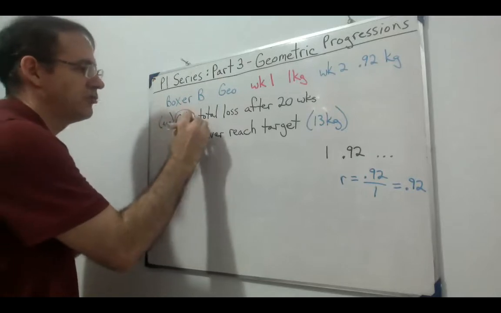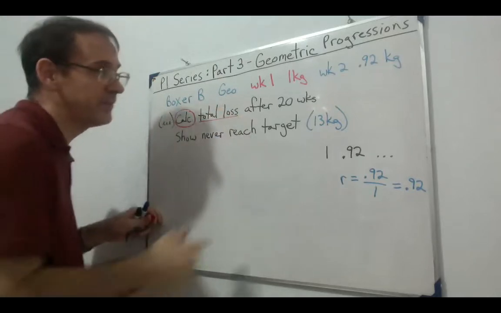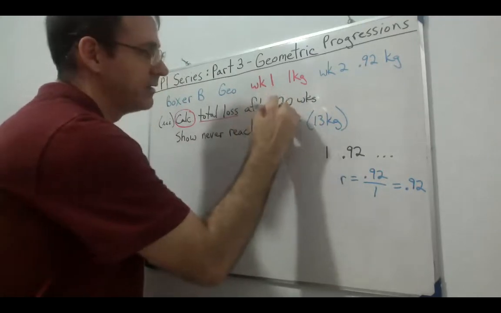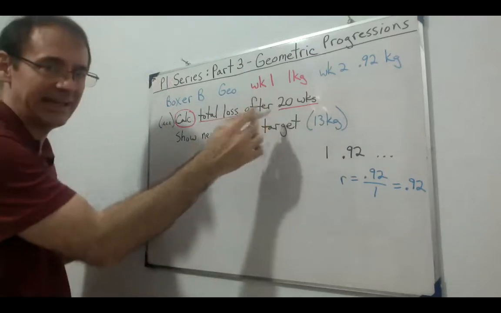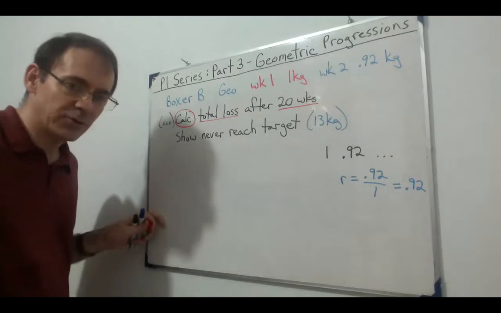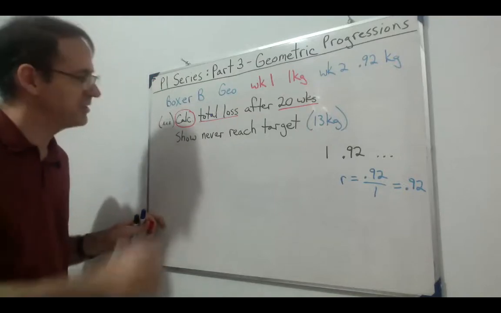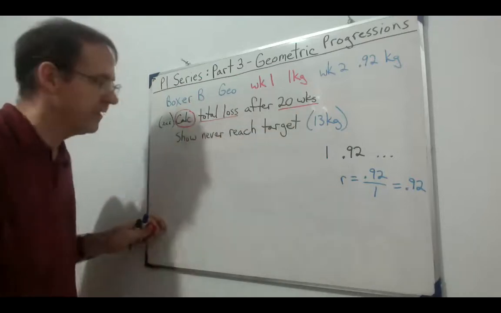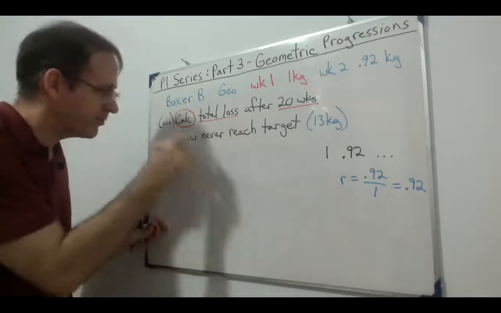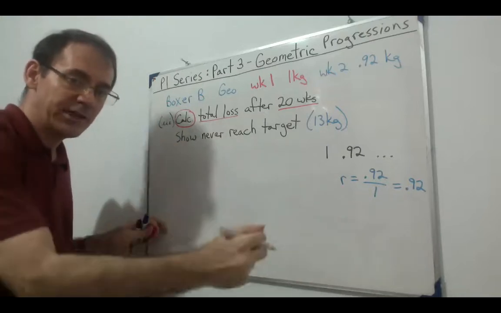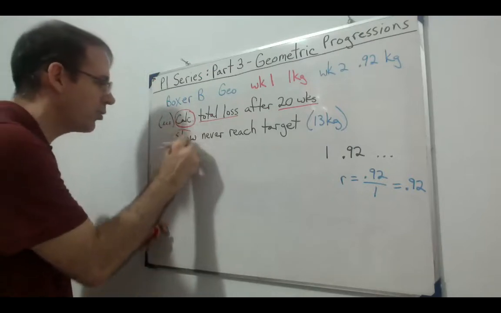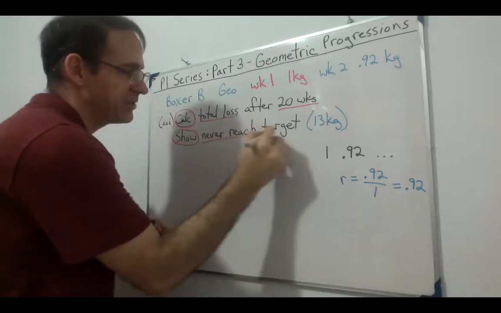Calculate total loss, that's a summation formula, at the end of the 20 weeks. So that's the n in the summation. And be careful that you read the full question. Sometimes students don't read the whole question. It just says calculate and they start doing it and they forget to do the rest of the problem. Read the entire problem, circle those verbs so that when you're doing your work, you realize there's another part to the answer you need. So show that you can never reach our target.